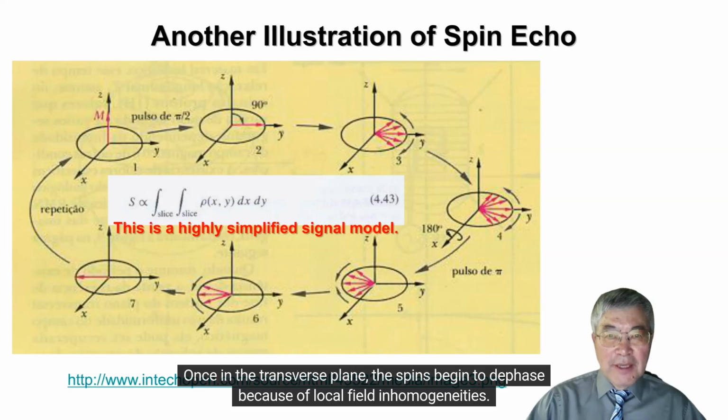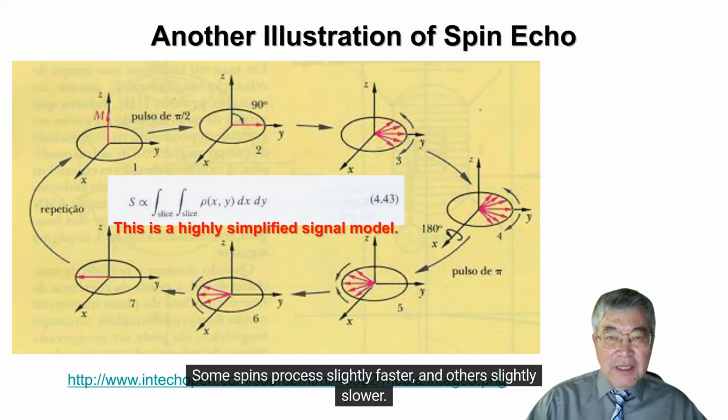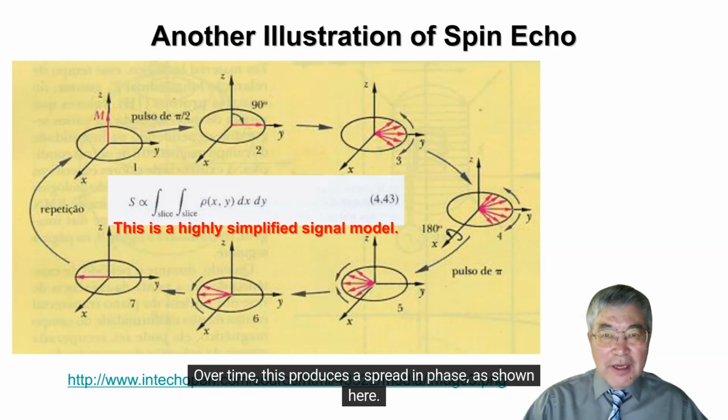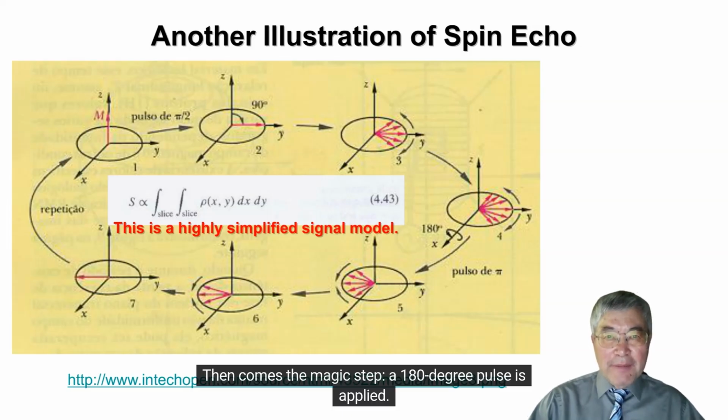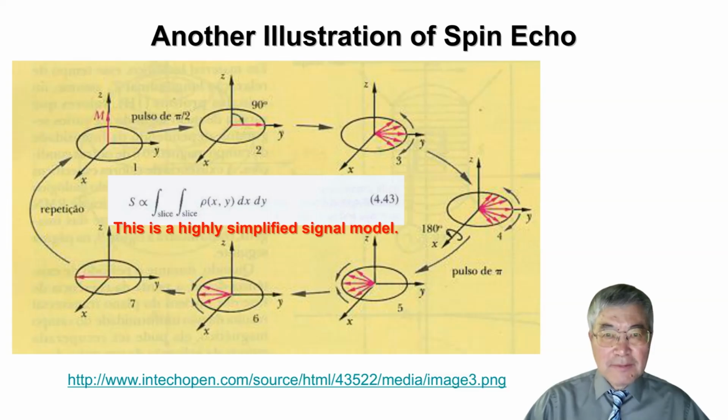Once in the transverse plane, the spins begin to dephase because of local field inhomogeneities. Some spins precess slightly faster and others slightly slower. Over time, this produces a spread in phase, as shown here. Then comes the magic step. A 180-degree pulse is applied.